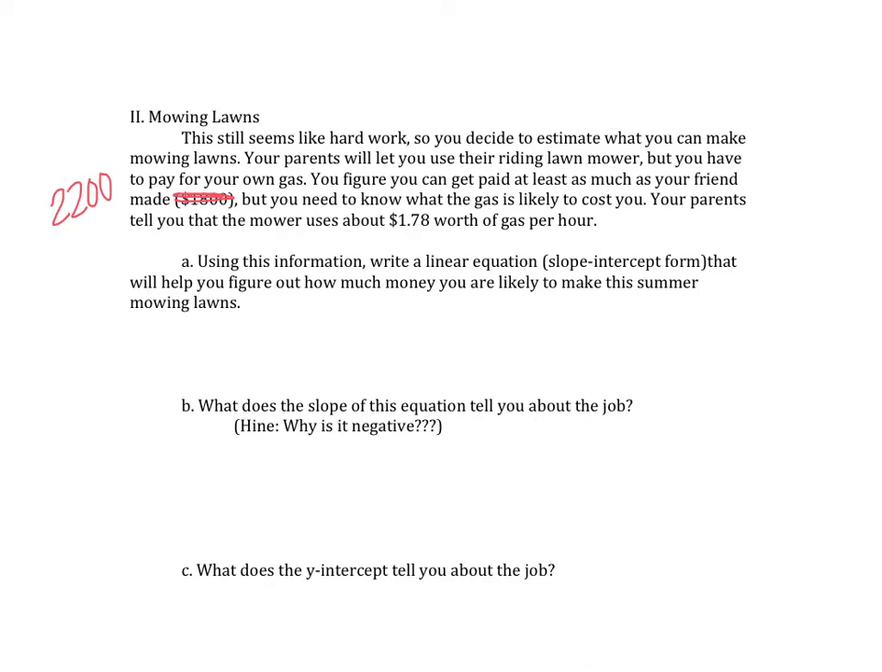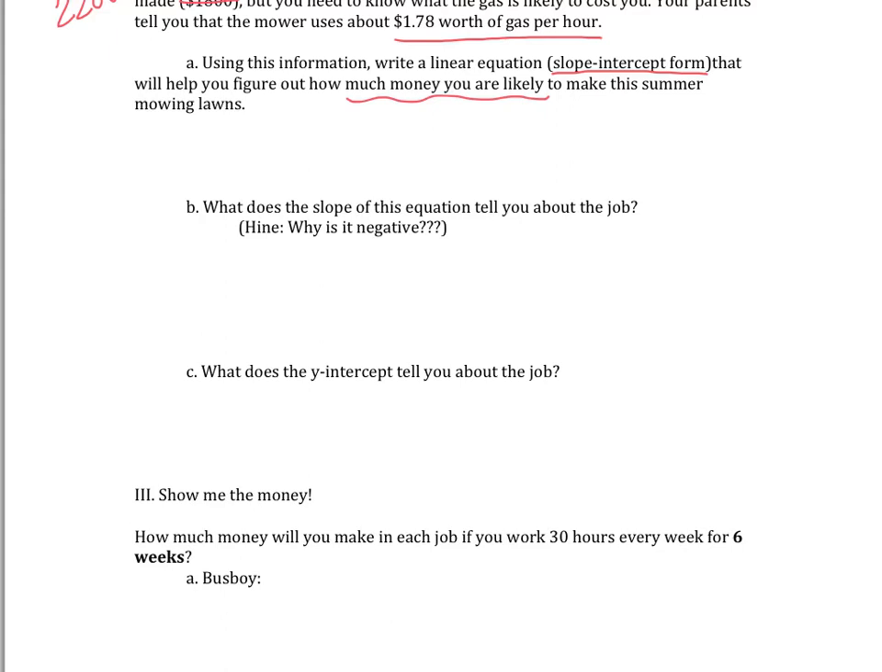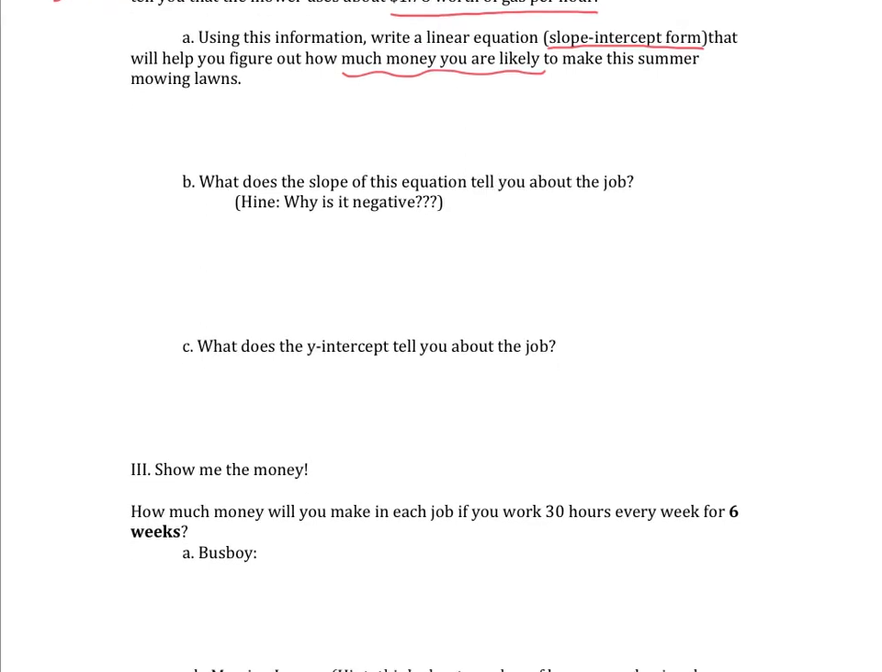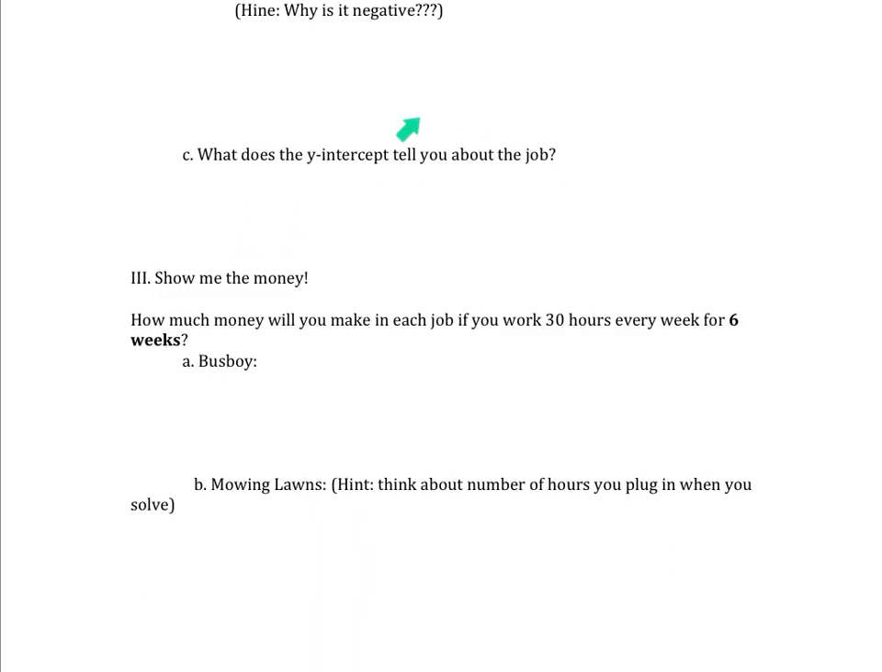The big thing is that you are going to use $1.78 worth of gas per hour. So every hour you're going to be spending $1.78 on gas. So using the information given, write a linear equation, again, in slope-intercept form that helps you figure out how much money you are likely to make this summer. Then, just like you did before, you are going to tell me what does the slope mean for this job. Here's a hint. This should say hint, not hein. Why is it negative? And then you're going to tell me what does the y-intercept tell you about this job.